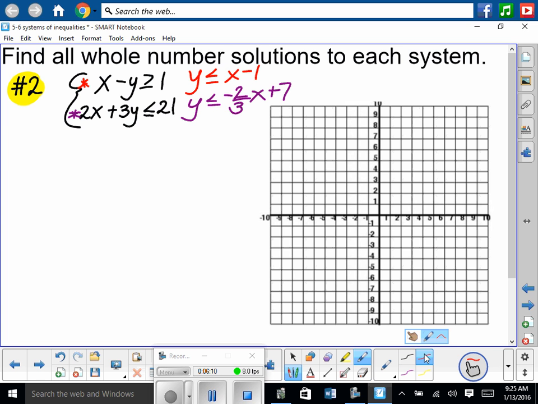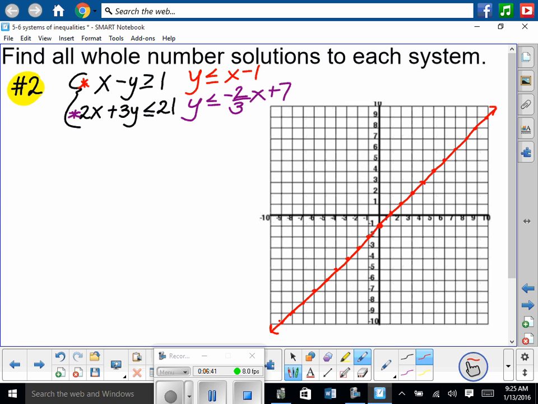I'm going to keep it color coordinated just for you guys. So we're going to graph this. We have our y-intercept at negative 1. It's a line with a slope of 1, up 1 over 1, up 1 over 1, up 1 over 1, all the way across here. So then from there, because it is less than or equal to, I'm going to draw in a solid line because it includes the values that fall on the line. Questions on that so far?